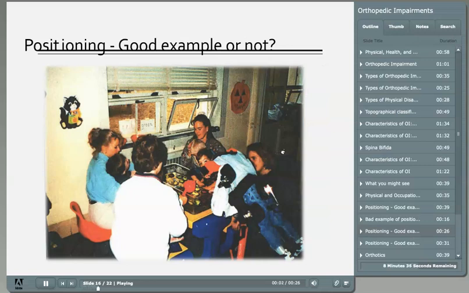Now take a look at this picture. Do you think this is a good example or a bad example? If you guessed it was a good example, you are correct. This is a good example because the child is stretched out and they are all doing an activity in the middle of the table. The child can clearly see and interact with the activity.